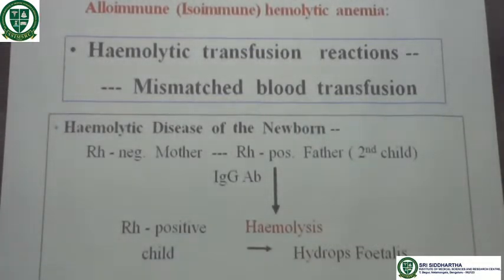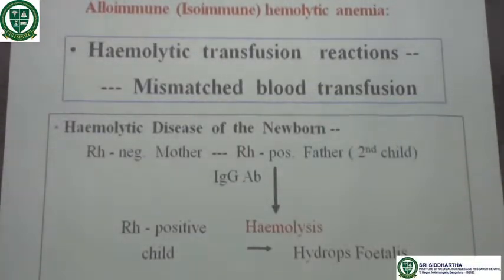So the problem starts in the second pregnancy. In the second pregnancy, again the mother is Rh negative, the father is Rh positive, they are planning for a second pregnancy. Again this time the baby will be Rh positive from the father. Last time it was IgM antibodies. Okay, initial antibody production will be IgM, after 6 to 8 months it becomes IgG.